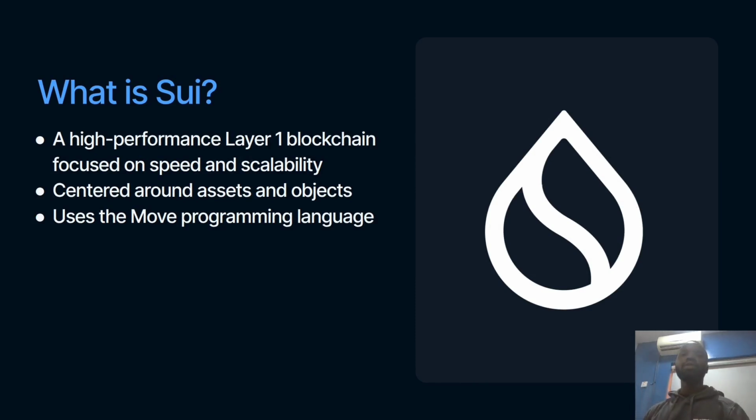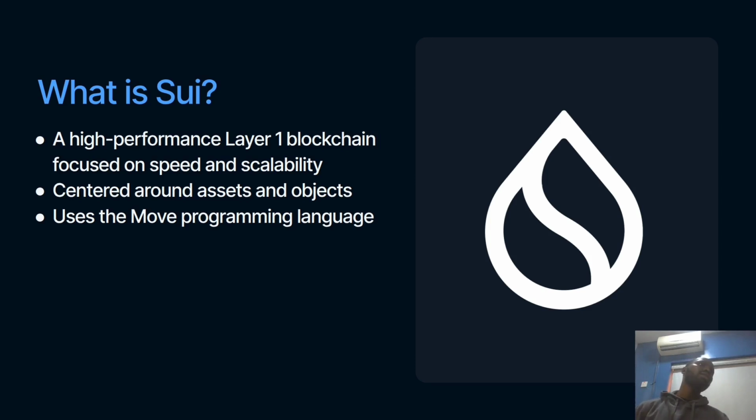So obviously this is your high performance layer one. That means it doesn't depend on any chain. It is built from the ground up and focuses on speed and scalability. And it is centered around assets and objects, and it uses the Move programming language. Very important. These three things you have to pay attention to.